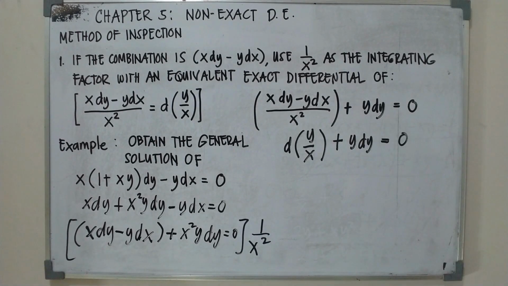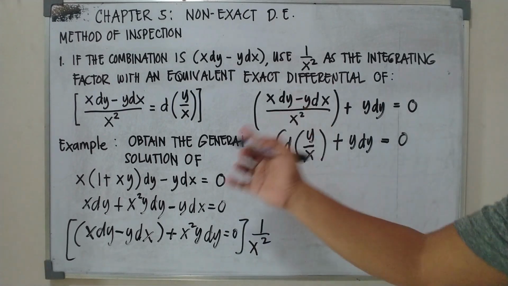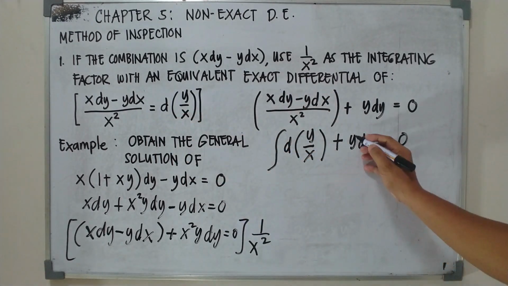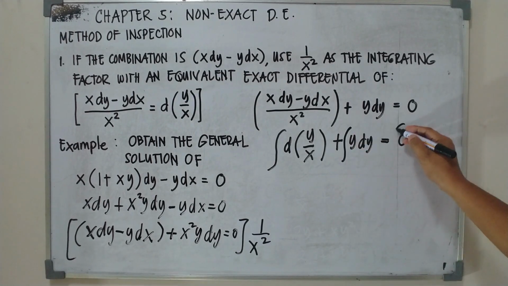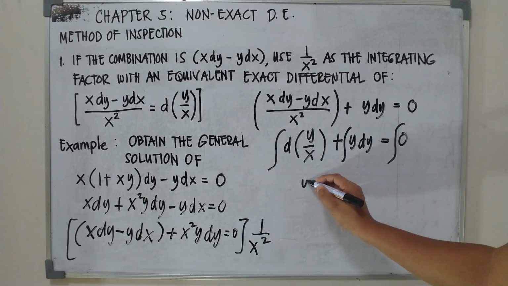When you have an equation like this, proceed to integration. That is your next step. After getting the combination and replacing it, then you integrate. So integrate both sides. The integral of the derivative of this is simply the same value as this.